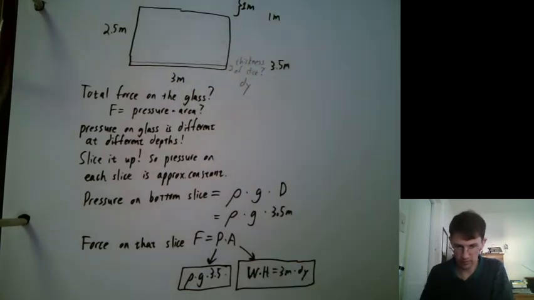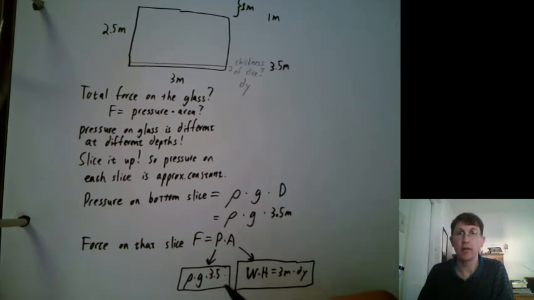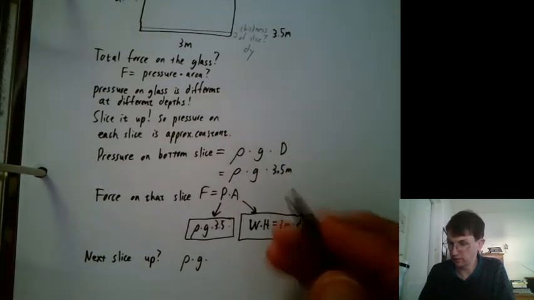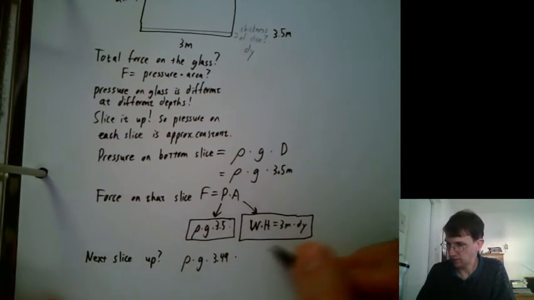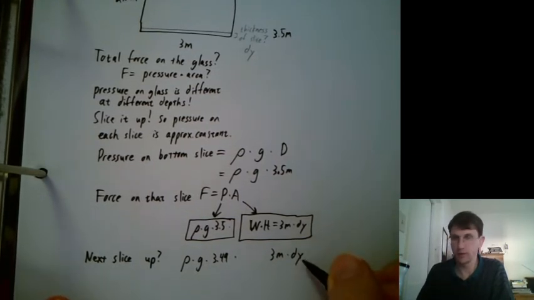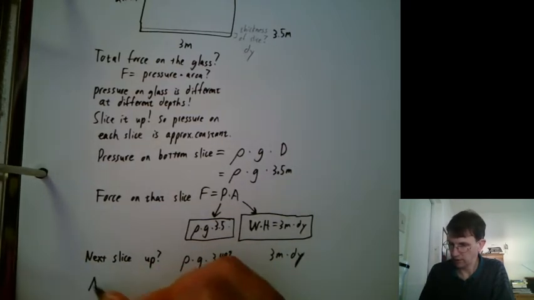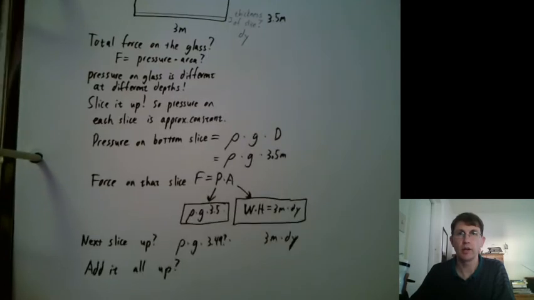What about the next slice up? Well, you still have rho times g times, but now instead of 3.5, what's the depth of that next slice up? It'd be something smaller, like 3.49-ish, maybe, times what's its width, still 3 meters, times its thickness, which would be dy, or its height. So then we add it all up. So how are we going to add up all those slices?